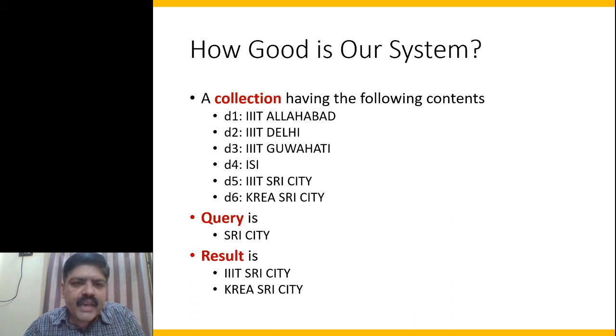So let's say we have a collection with 6 documents. Let's say the first document has IIIT Allahabad in it, the second document has IIIT Delhi in it, and so on. Just a few words exist in each document. Suppose our query is Sri City. We wish to match those documents that contain the words Sri and city in them. So quite naturally, we would like to match D5 and D6.